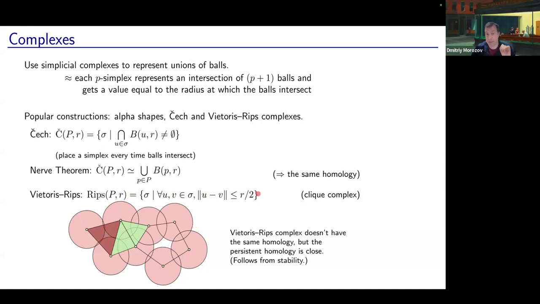So this construction, of course, should be very familiar to you guys because enumerating cliques is a favorite pastime of a non-trivial subset of the audience, right?